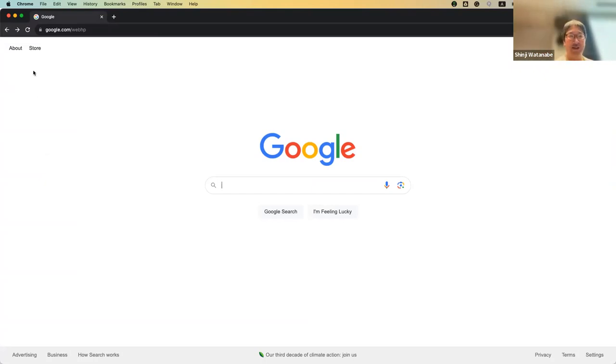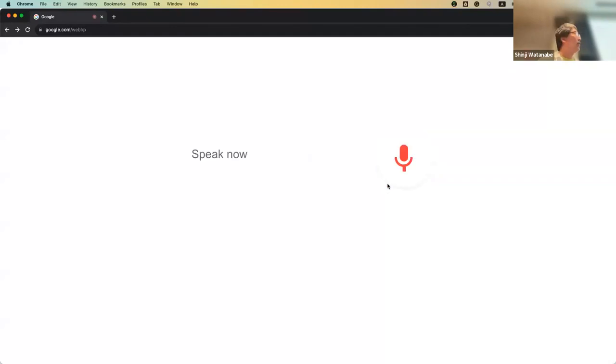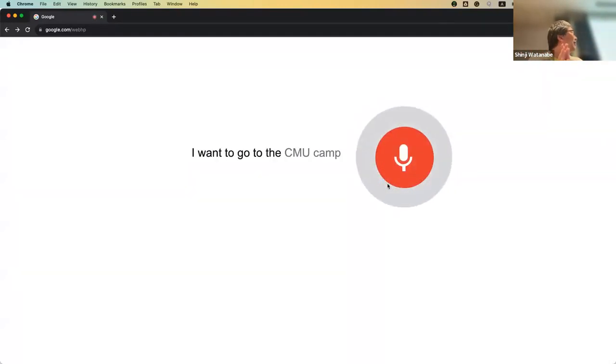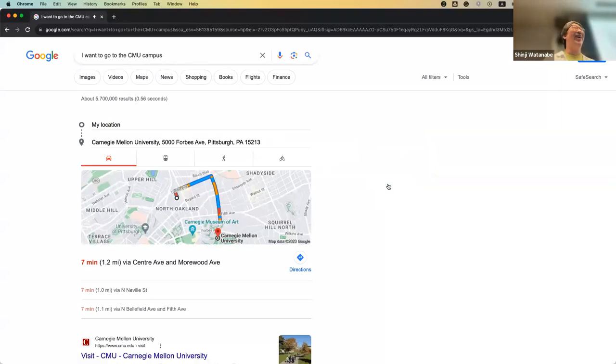Okay. So I usually try to make a noise by myself. Like, for example, I want to go to the CMU campus. Carnegie Mellon University, 7 minutes from your location by car in heavy traffic. Here are your directions.